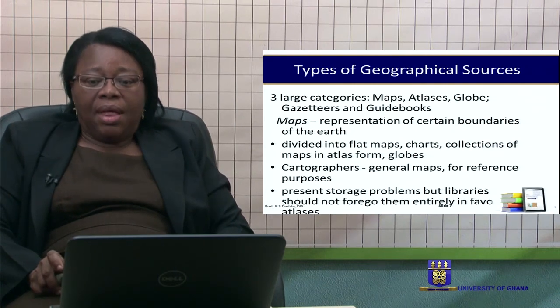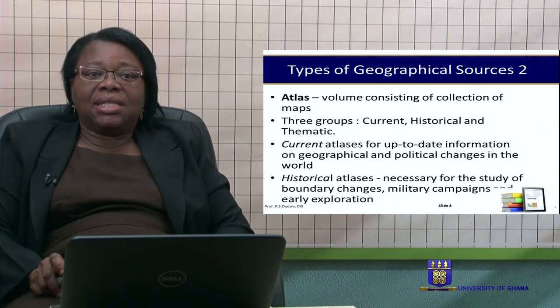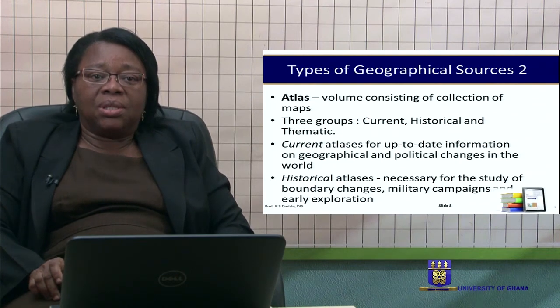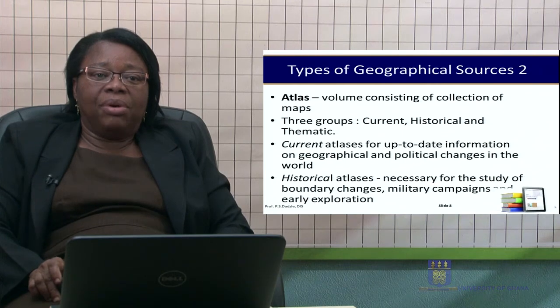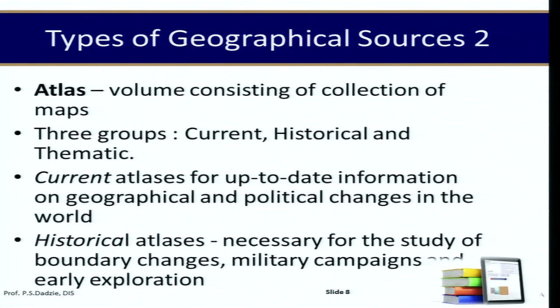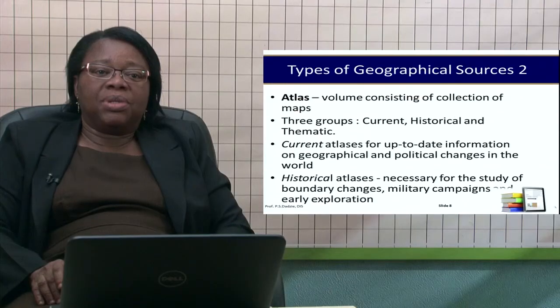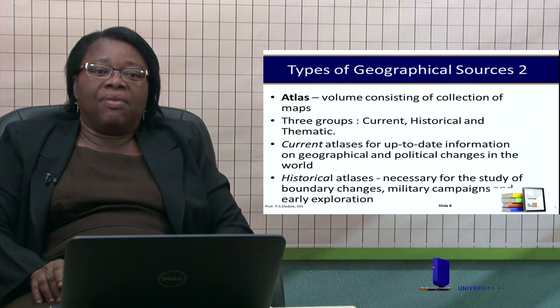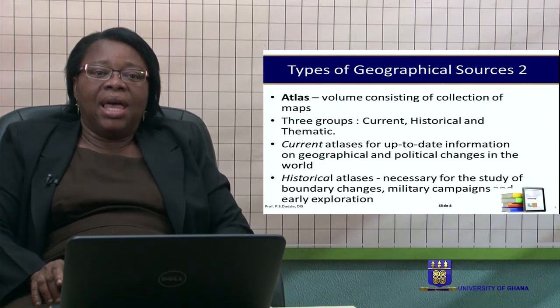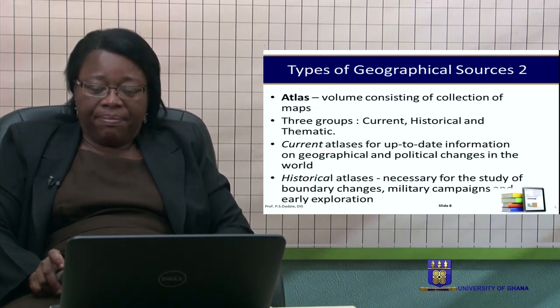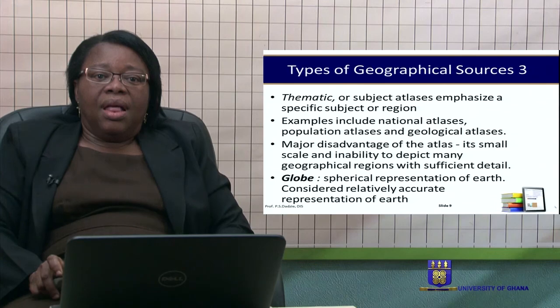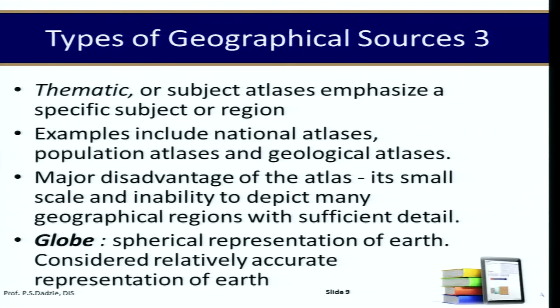Nevertheless, there are certain geographical sources which are readily available on the reference shelf in the library, such as atlases. They are smaller. So they consist of a collection of maps. We have three types of atlases: the current, historical, and thematic atlases. Then we have the globe, which is the spherical representation of the earth.